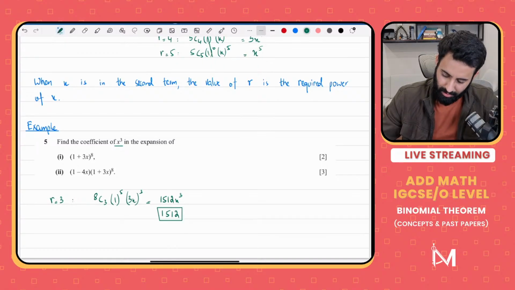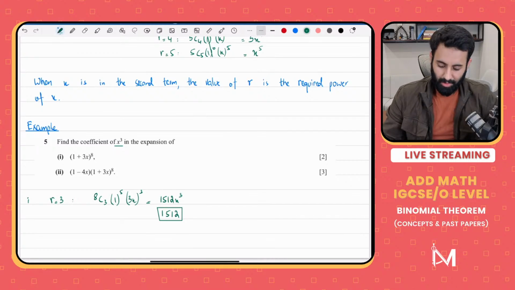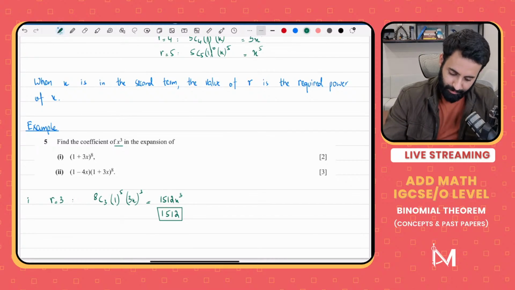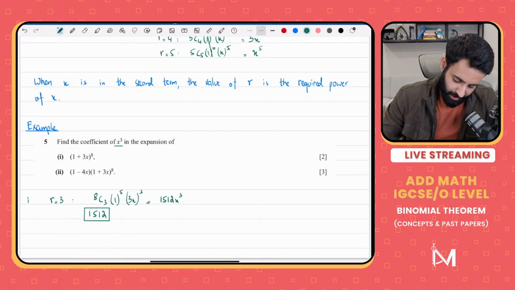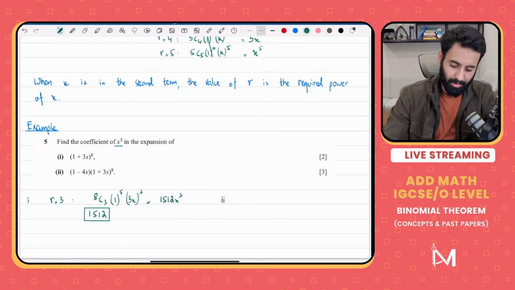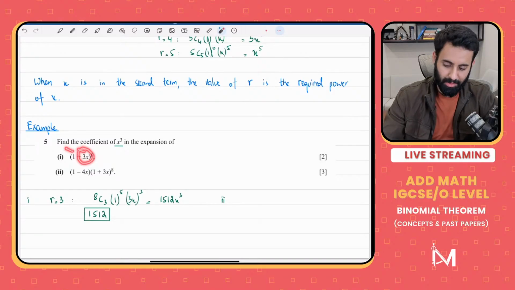Okay, so that's the answer to the first part. And this is what you do when x is in the second term. Okay, now part 2. Part 2 says find the coefficient of x cube in the expansion. What do you mean by second term? Here, this is the second term. First term, second term. That's what I mean by second term.